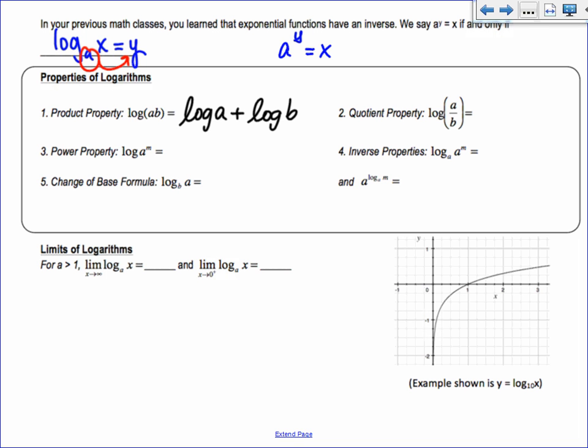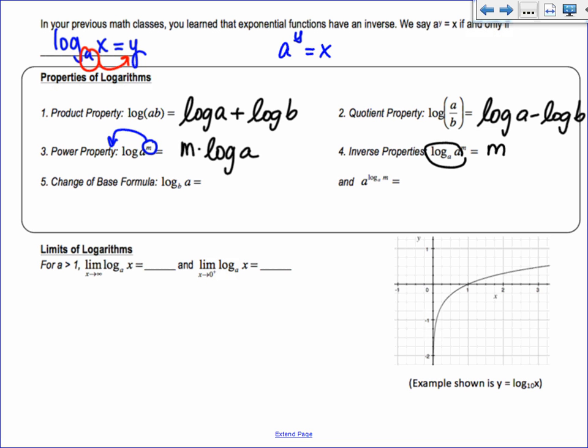All right, the power property. We'll do the quotient property. This is log of a minus log of b. Do you guys remember these rules? Yeah. Power property, what do we do with that little m? Goes to the front, yep. So it's going to be m times log of a. Inverse property, so if I have log base a of a to the m, it becomes m because the log base a and a cancel.